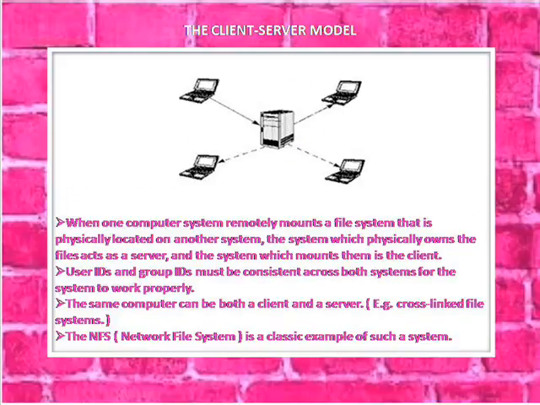The client-server model. When one computer system remotely mounts a file system that is physically located on another system, the system which physically owns the files acts as a server, and the system which mounts them is the client. User IDs and group IDs must be consistent across both systems for the system to work properly. The same computer can be both a client and the server. Example, cross-linked file system. The NFS network file system is a classic example of such a system.